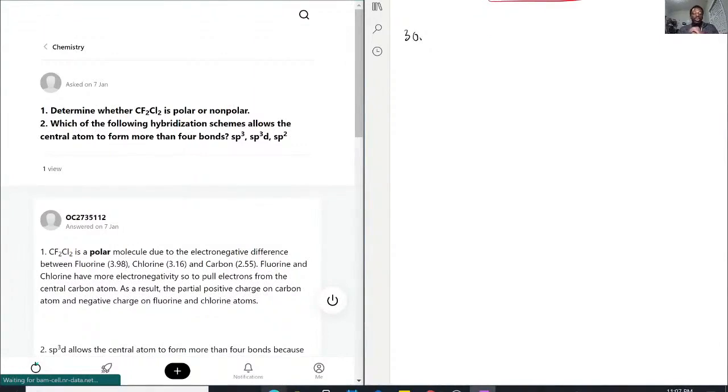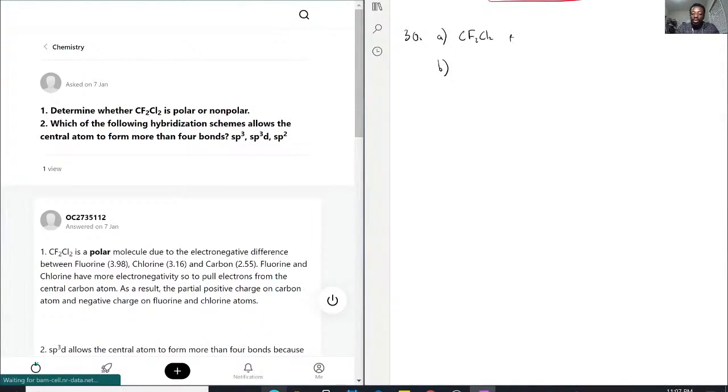Determine whether CF2Cl2 is polar or nonpolar. Which of the following hybridization schemes allows the central atom to form more than 4 bonds? So with that being said, I'm not sure if you can read the answer already. We're going to just solve A and B.